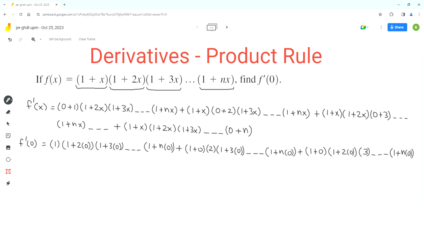And then now we'll just continue this pattern all the way to the last setup that we'll get at the end, and that will be the part where the derivative of the last binomial is used. So the first function will be 1 plus 0 times 1 plus 2 times 0 times 1 plus 3 times 0, and then all the way to the last parentheses. So 0 plus n is just equal to n.